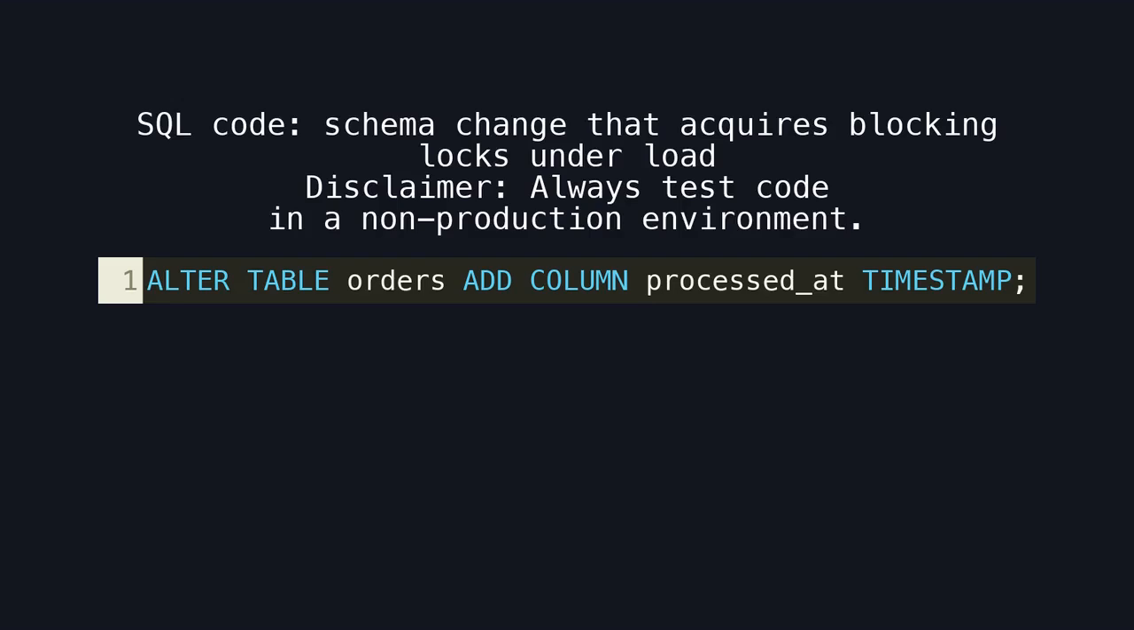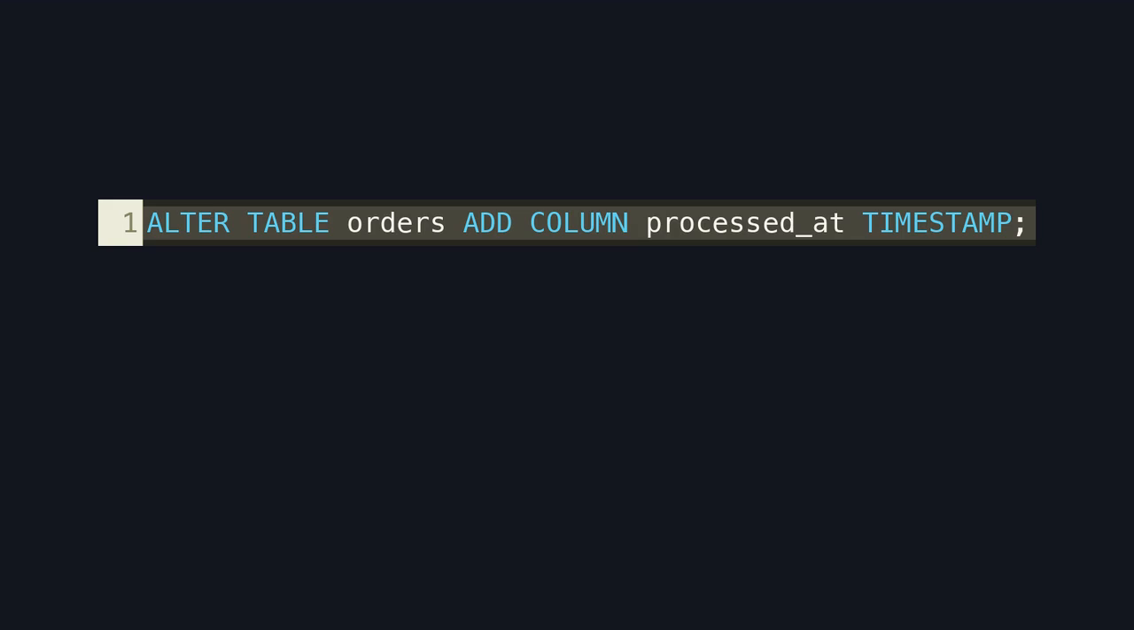SQL code. Schema change that acquires blocking locks under load. Disclaimer: always test code in a non-production environment. This code performs a schema change that may acquire an exclusive lock on the table. While the operation runs, concurrent queries block, causing requests to wait and latency to explode without obvious errors.